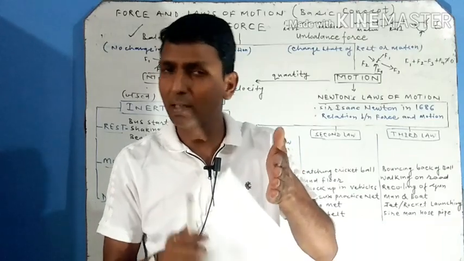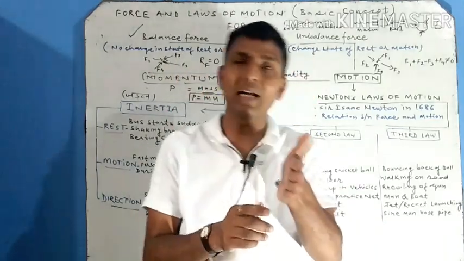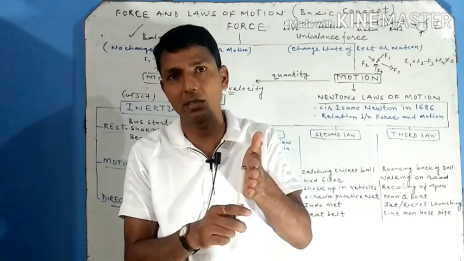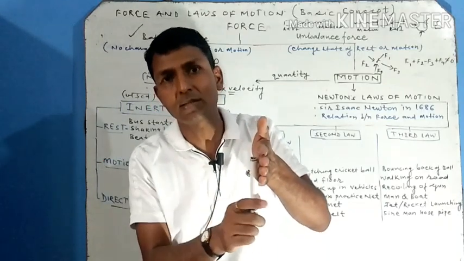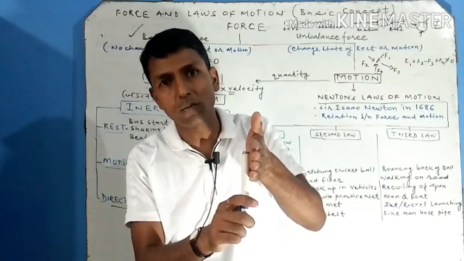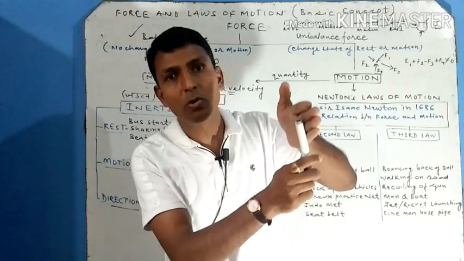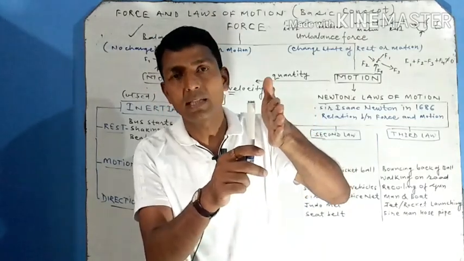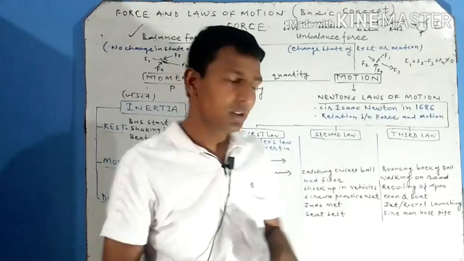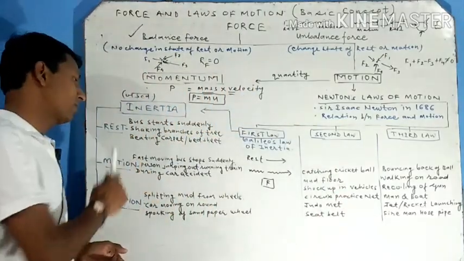So what happens, friends? In the very beginning, both the carpet and the dust particles are at rest. When we suddenly give a jerk with the stick, what happens? The cloth of the carpet comes into motion, but the dust particles remain in the same position, so they fall down. So these are some examples of the inertia of rest.